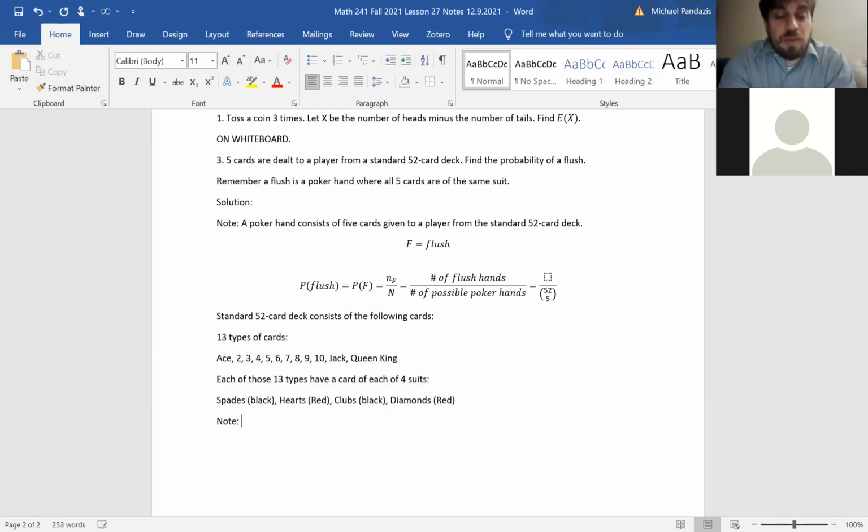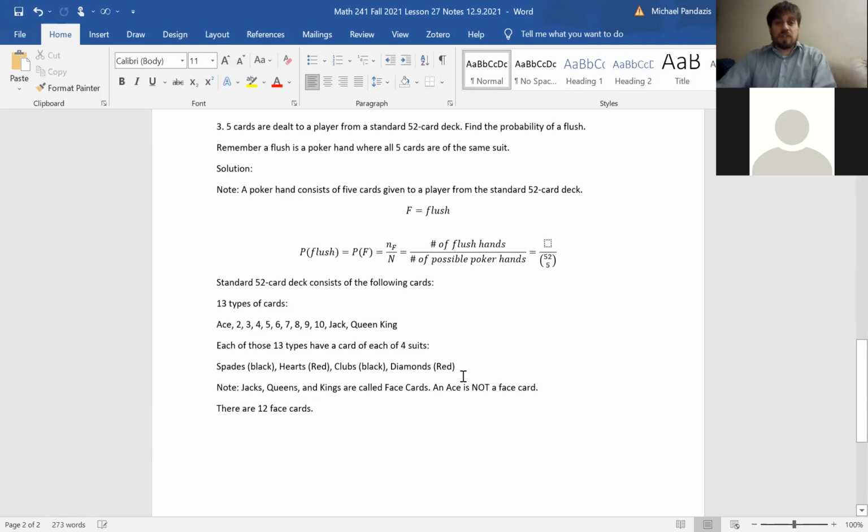And just note for other problems that jacks, queens, and kings are called face cards. An ace is not a face card. So there are 12 face cards: 4 jacks, 4 queens, 4 kings. That's a side note. This is what the standard 52 card deck consists of.